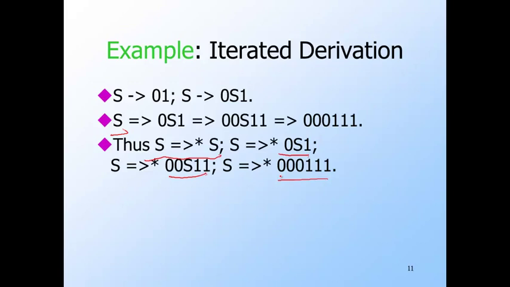Notice also that we don't have to start with the start symbol. It is also true, for example, that 0S1 goes to star 000111. That is, anything along the derivation sequence goes to itself and any later position along the sequence.